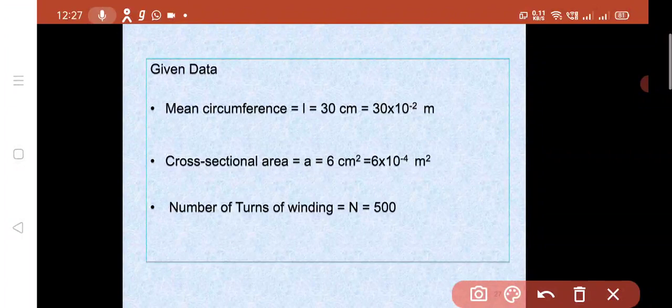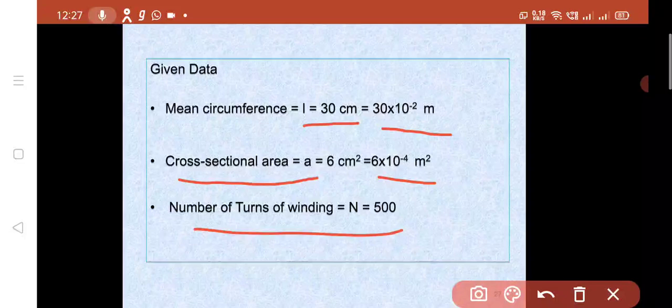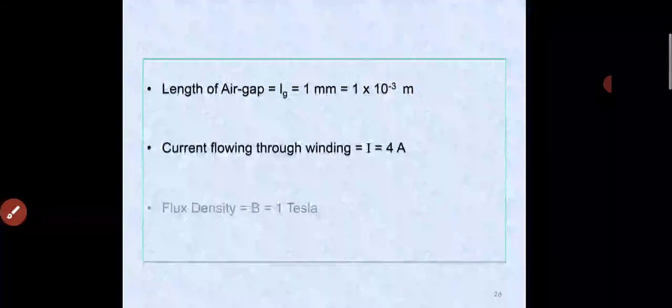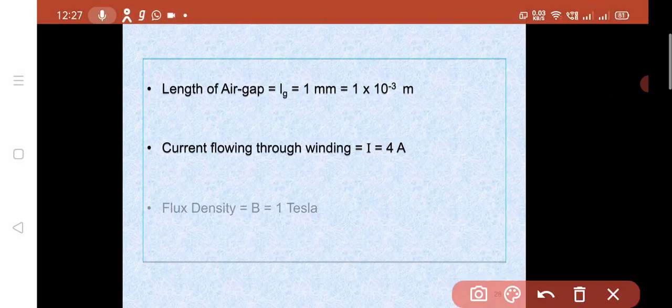So mean circumference, L is equal to 30 centimeters. Converted to meters, 30 into 10 to the power of minus 2 meters. And cross-sectional area A is equal to 6 centimeters square, so 6 into 10 to the power of minus 4 meters square. Number of turns of winding, N is equal to 500. Next, length of the air gap, Lg is equal to 1 mm, so 1 into 10 to the power of minus 3 meters.